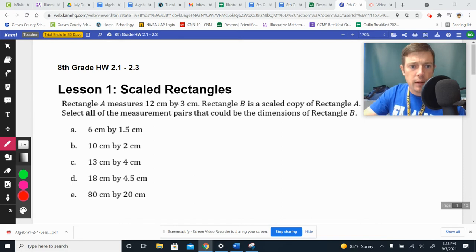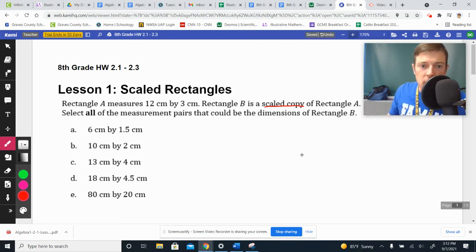We've got rectangle A that measures 12 by 3. Rectangle B is a scale copy of A. So whenever we see that it's a scale copy, this tells us a few things. This tells us that their diagonals, when lined up in the corner, will be the same. It also tells us that they share a constant of proportionality, and that's the approach that I'm going to take here.